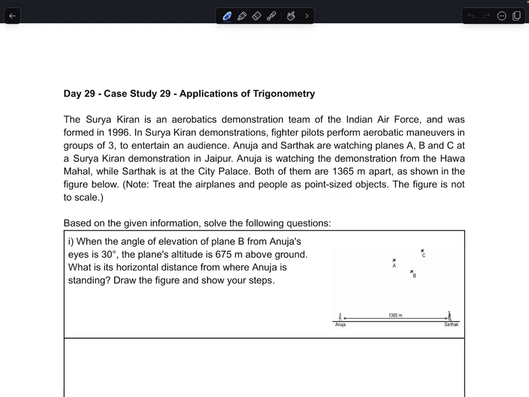Anuja and Sarthak are watching planes A, B and C at a Surya Kiran demonstration in Jaipur. Anuja is watching the demonstration from the Hawa Mahal while Sarthak is at the City Palace. Both of them are 1365 meters apart as shown in the figure below. Note, treat the airplanes and people as point-sized objects. The figure is not to scale. Based on the given information, solve the following questions.